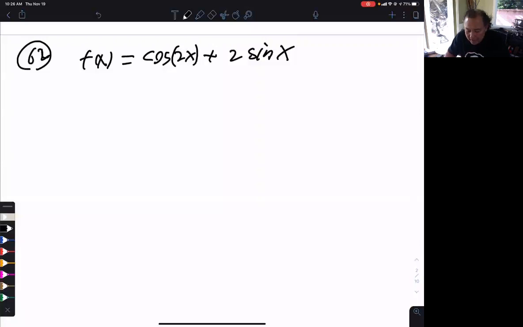All right, this is chapter 10, section 3, number 62. We want a Taylor series, or is it Maclaurin? Probably Maclaurin, I'm assuming. Oh, set to 0. So Taylor series set to 0, which is a Maclaurin series. So here's what we want to do.